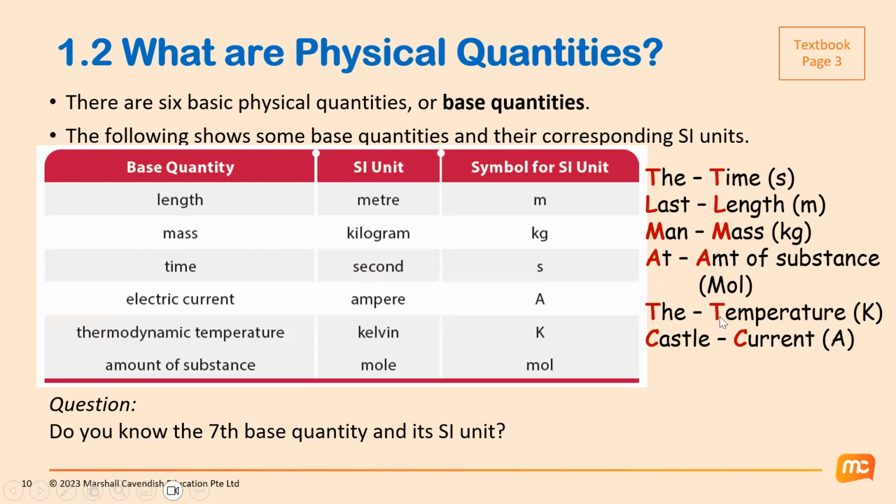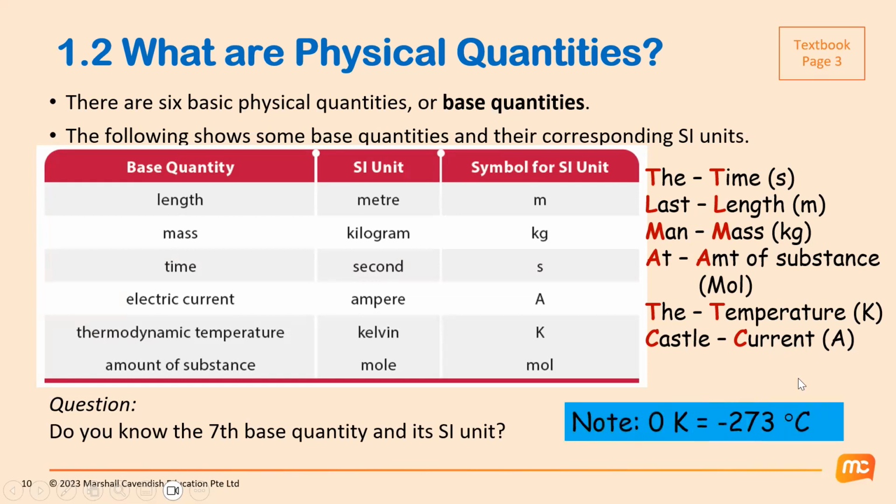Just take note for temperature, although we often use degrees Celsius, the SI unit for temperature is actually Kelvin. Later on I'll show you the conversion between Kelvin and degrees Celsius. And then for current, it's represented by castle. So the last man at the castle. That's how I remember my 6 base quantities. And then current is for ampere.